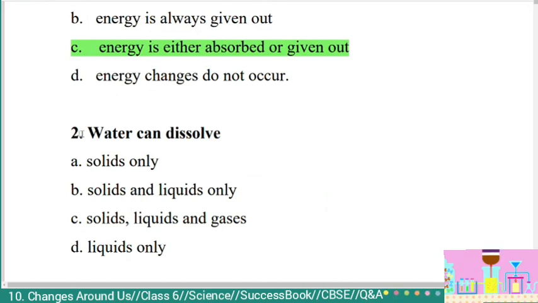Second question, water can dissolve. Options are A. Solids only. B. Solids and liquids only. C. Solids, liquids and gases. D. Liquids only. Here the correct answer is option C, that is solids, liquids and gases. Water can dissolve solids, liquids and gases.